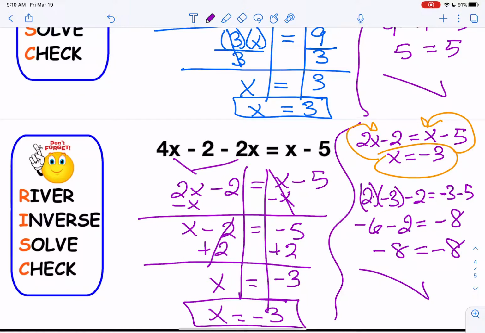Okay, so that's how you solve multi-step equations. Remember, you're going to simplify first by combining like terms and or doing the distributive property. And then you're going to do the risk method. We're going to do the risk method by drawing the river, doing the inverse operation, and going the opposite of order of operations. We solve, and then you can plug your answer back into the original equation to check it and make sure you did it correctly.